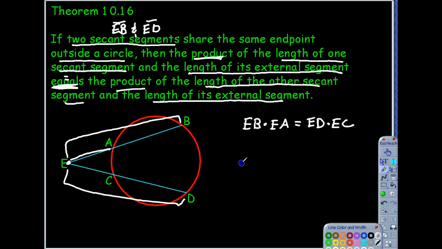Now, I always like to write down what Miss Hooker even said. She's like, taking the whole secant segment, whole secant. I'm going to even write the word whole, times its external, and it's going to be the same on both sides of that equal sign. If you can remember that, when you have 2 secant segments intersecting outside the circle, this is how you're going to set up your equation.